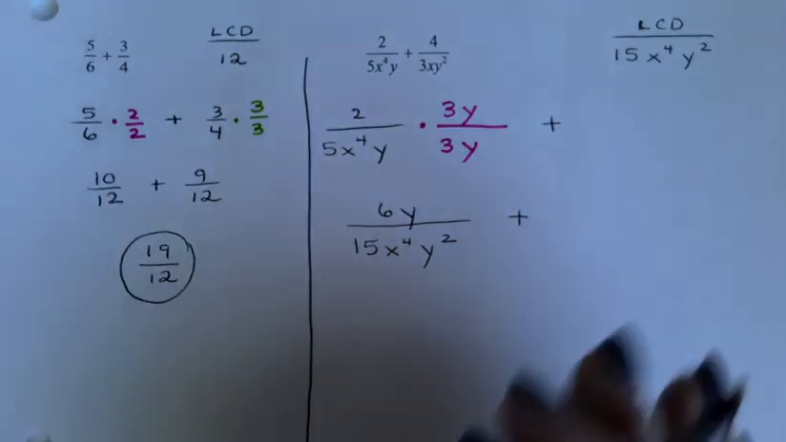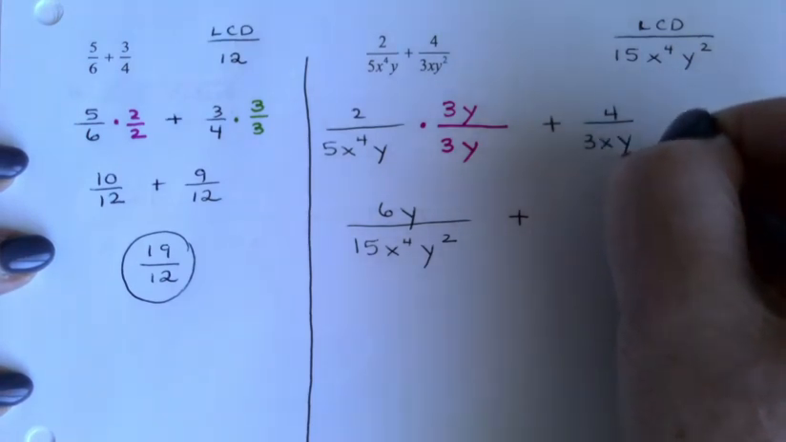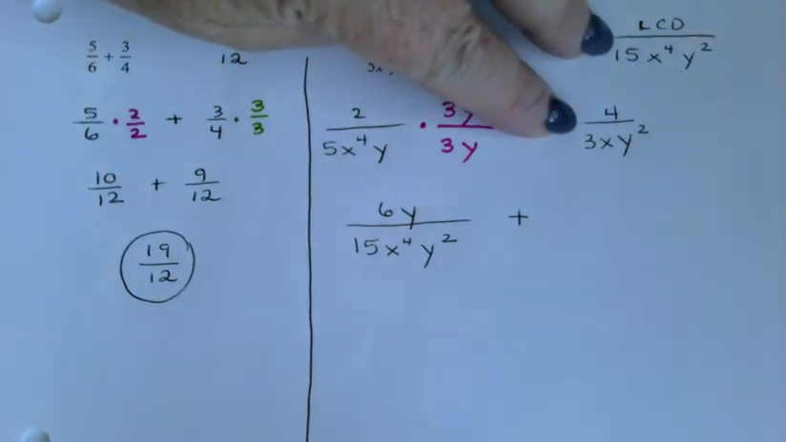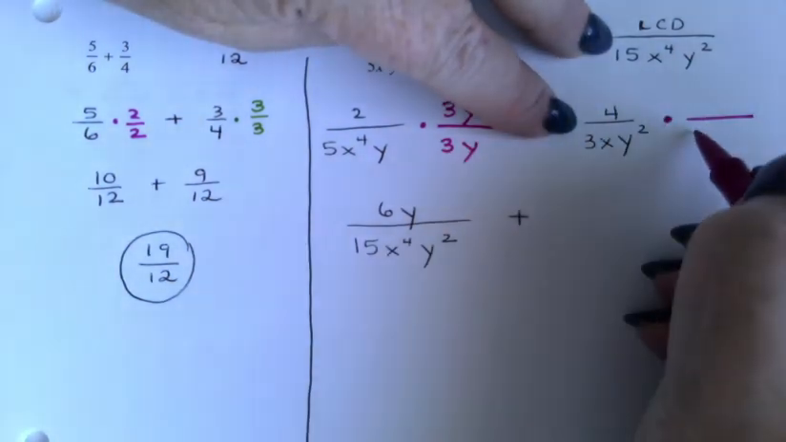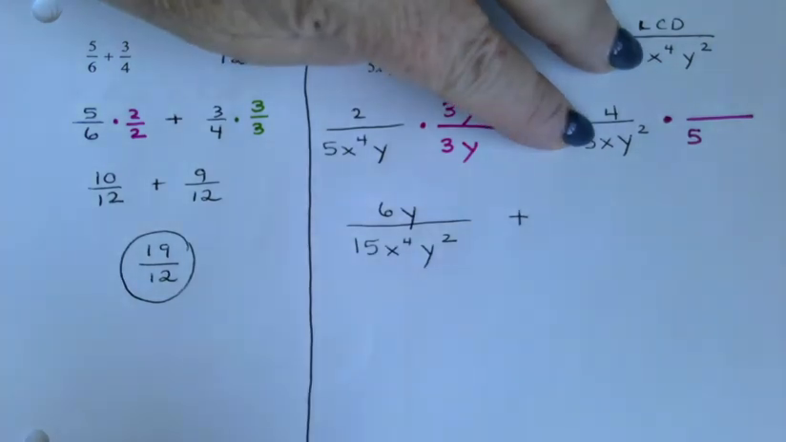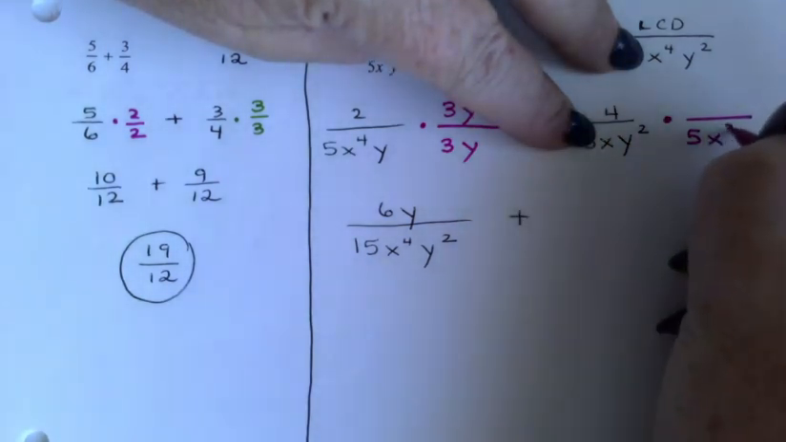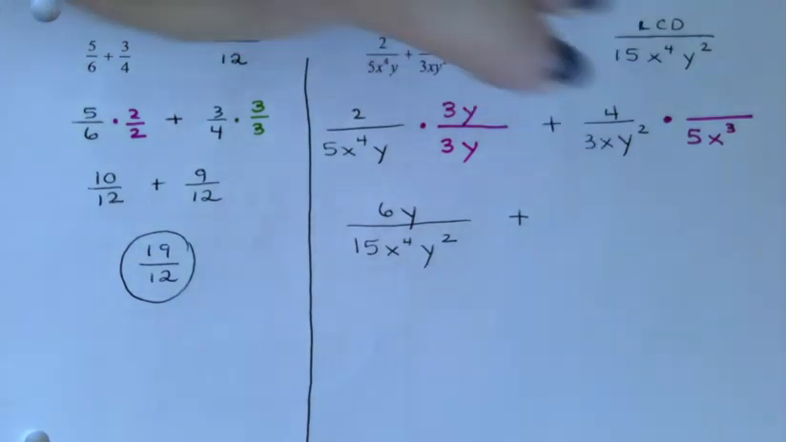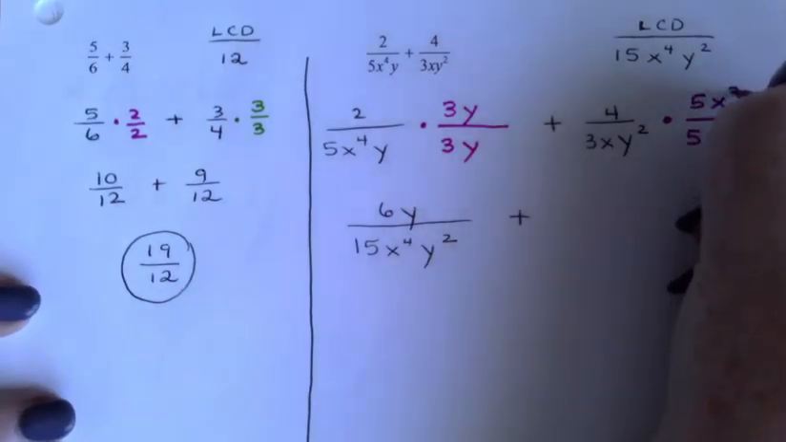All right, my second fraction was 4 over 3xy squared. Again, compare what I have to the common denominator. I'm definitely going to have to multiply by a 5 to get the 15. I have x to the first, but I want x to the fourth, so I need an x to the third to get there. Y squared is already there, so I don't need to do anything with the y's. Make sure I'm multiplying by a form of 1.